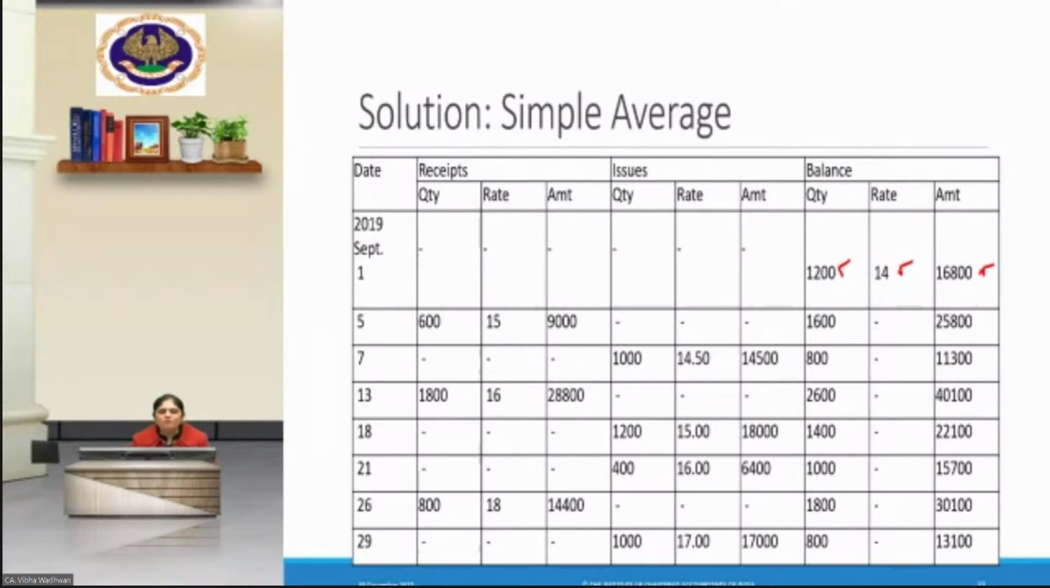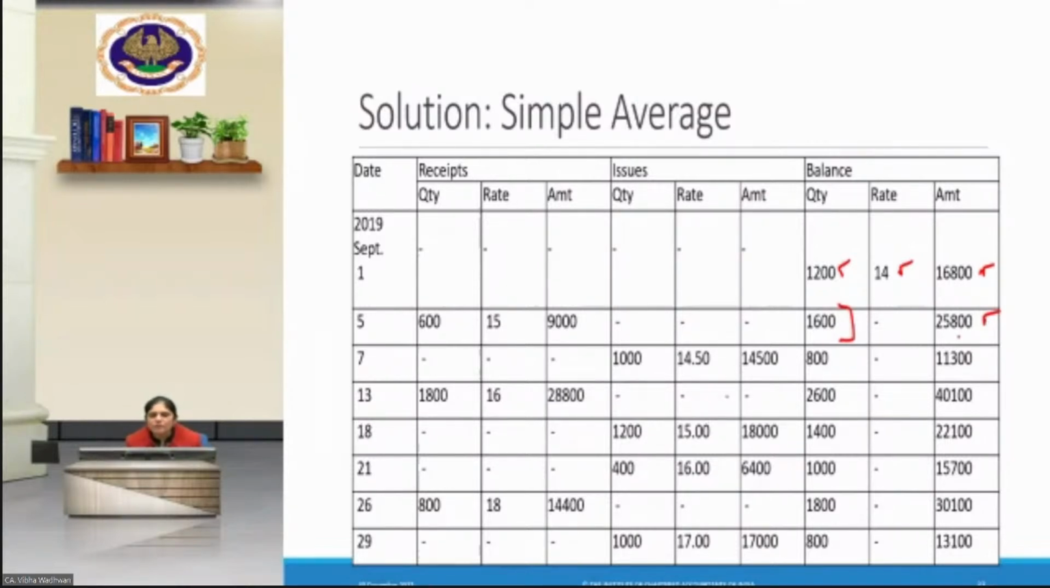Then on 5th September, we have a new purchase of 600 units at the rate of 15, value 9,000. We have not written the rates here because we have to calculate the rate as an average for every issue. Total inventory is 1600, that is 1200 plus 600. Every receipt increases the stock and every issue decreases the stock. The value of the stock is 16,800 plus 9,000, which makes 25,800.